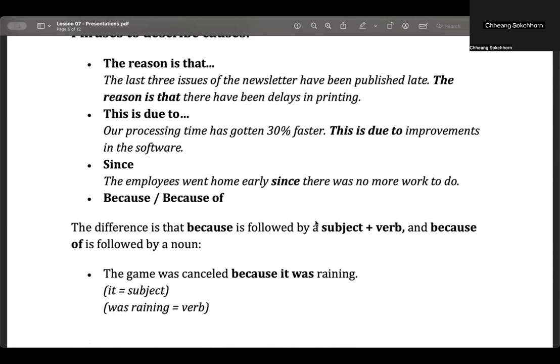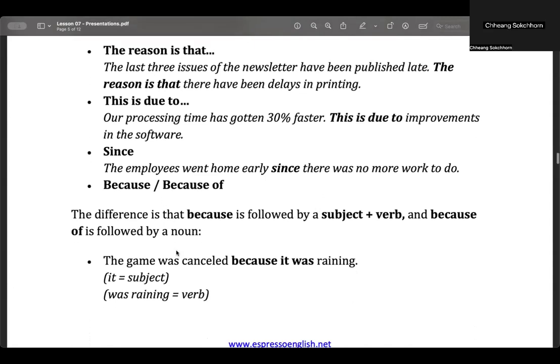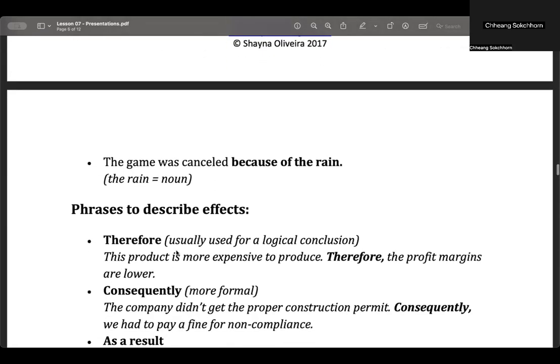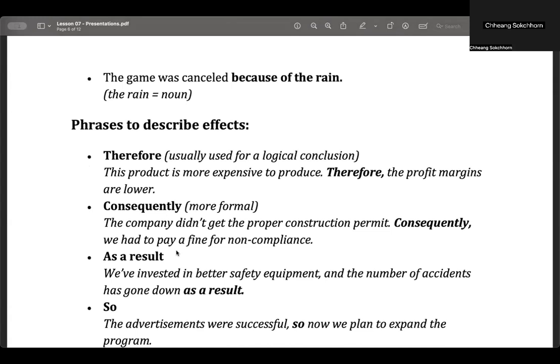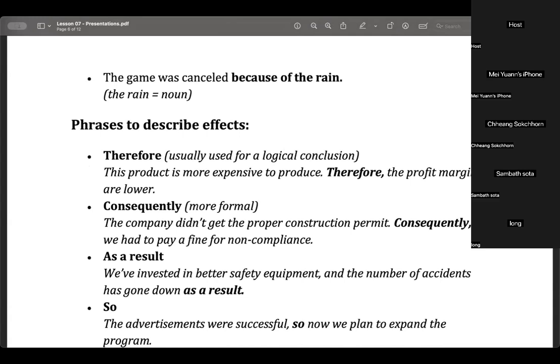The difference is that because is followed by a subject plus verb and because of is followed by a noun. The game was cancelled because it was raining. It equals subject, was raining equals verb. The game was cancelled because of the rain. The rain equals noun.